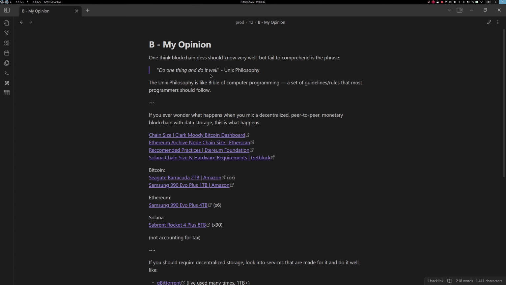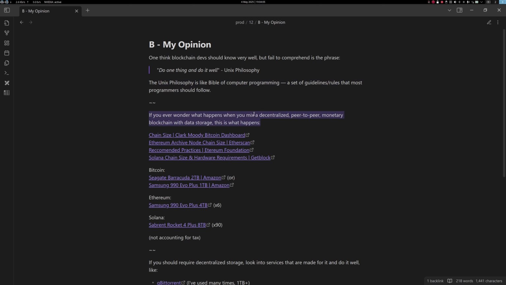Now, my opinion on this pull request: one thing blockchain devs should know very well but fail to comprehend is the phrase "do one thing and do it well." That's in the Unix philosophy. The Unix philosophy is like the Bible of computer programming, which is a set of guidelines and rules that most programmers should follow. Not saying that you should follow the Bible, but that's just to compare easily.